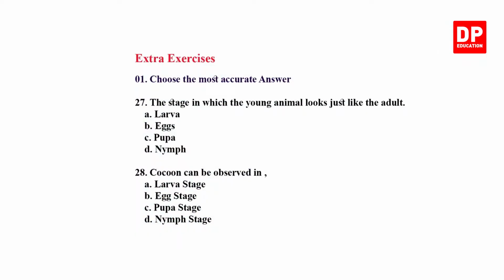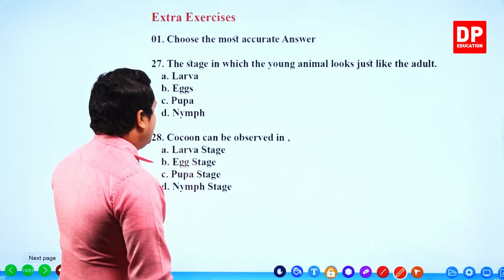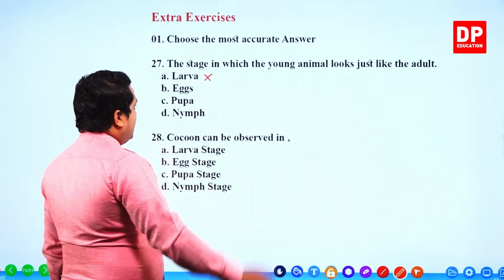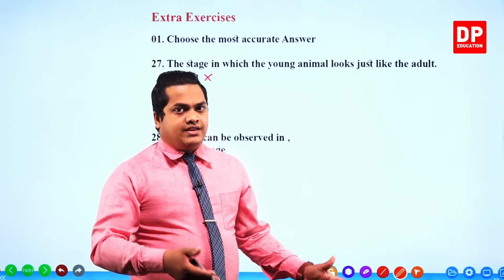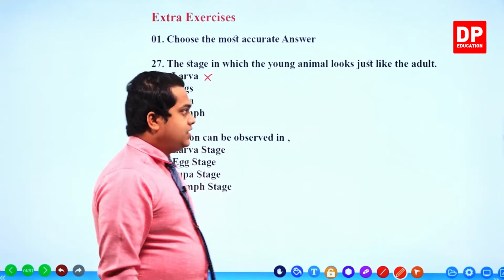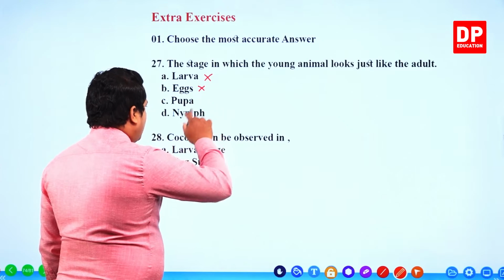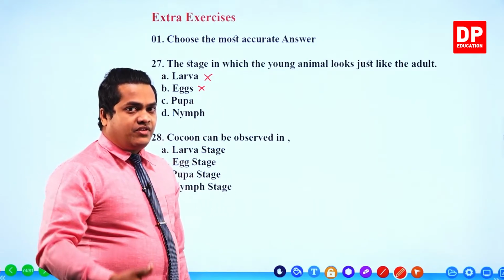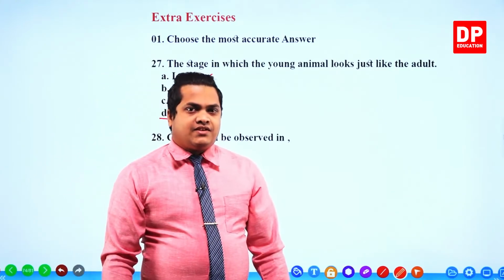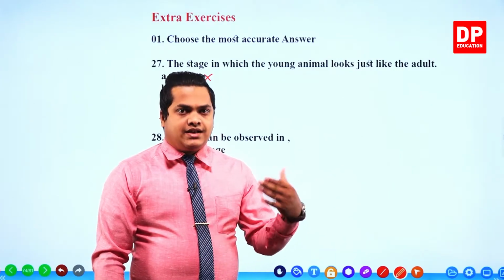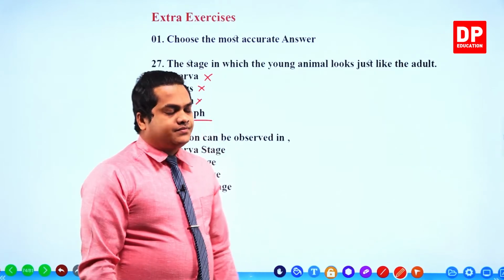Next one, the stage in which the young animal looks just like the adult. In the larval stage, you can't observe the adult nature. Caterpillar is not like the butterfly, totally different. Eggs, not at all. Pupa, we can't even observe what kind of a thing is going to happen within the pupa. So, definitely our answer should be nymph. We studied several times that the nymph is somewhat similar to the adult organism. So, nymph is our answer.